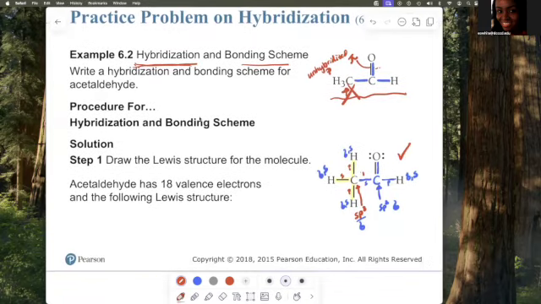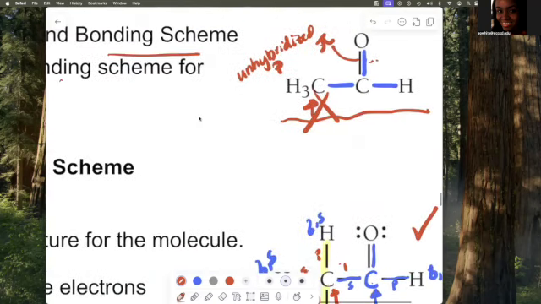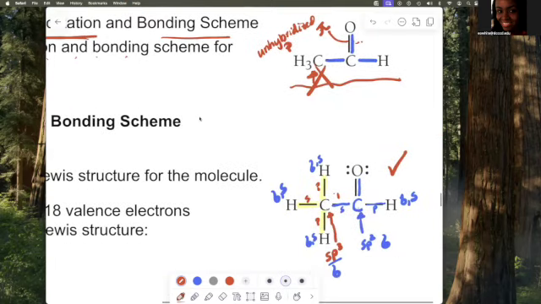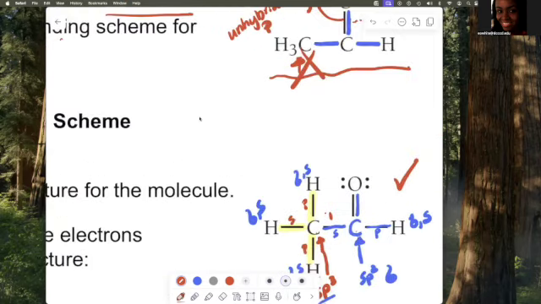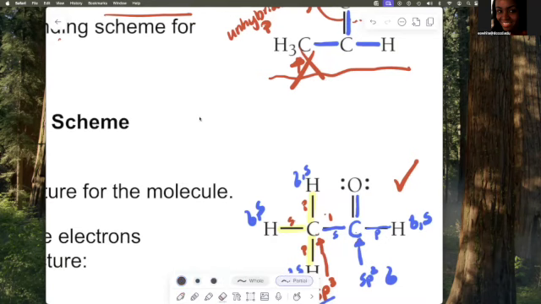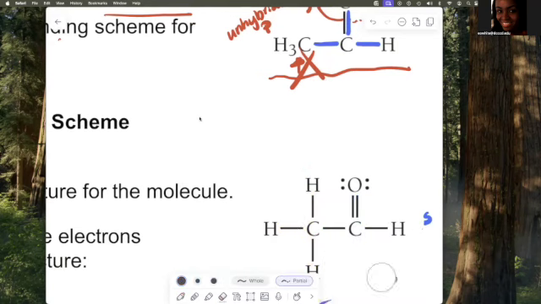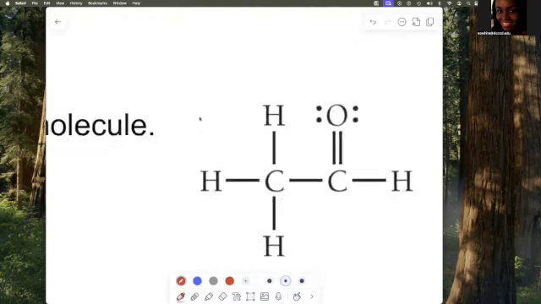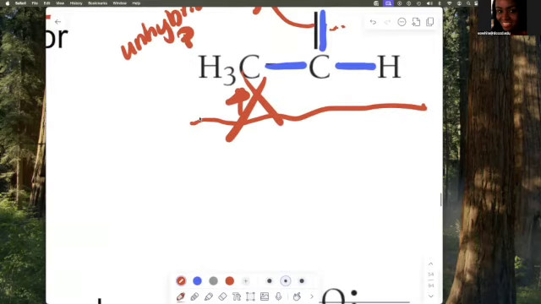For this one here, let me just go ahead and answer this question. It says, write the hybridization and bonding scheme for this one. The bonding scheme is going to be hard to draw out, so I'll just point at it. The way this is drawn here is tricky, right? You want to actually write it out like I did over here. Let me erase what I wrote here. You want to draw it out so you can actually see the bonds.